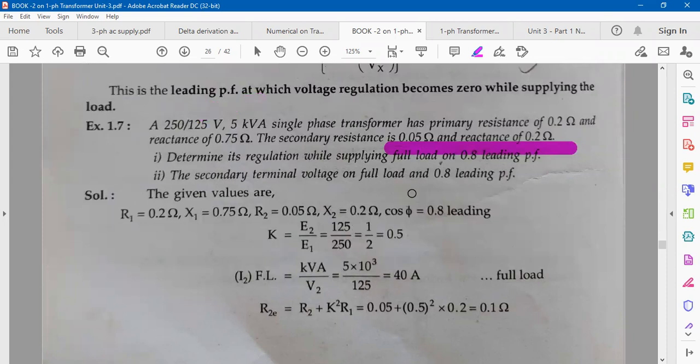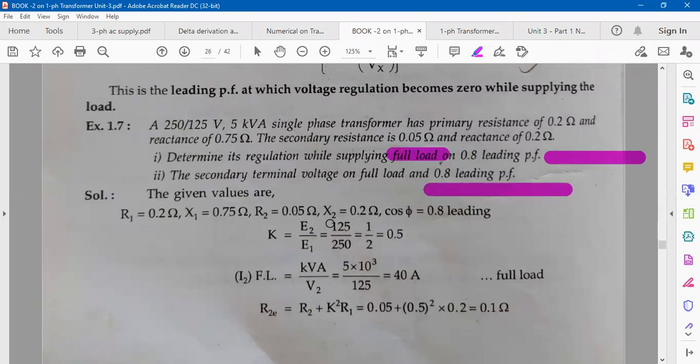Next, determine its voltage regulation when supplying full load. The load given to you is full load at 0.8 leading power factor. Then find the secondary terminal voltage on full load and 0.8 leading power factor. So we'll calculate voltage regulation first, for leading power factor.